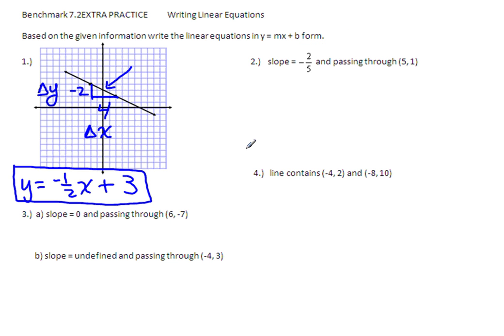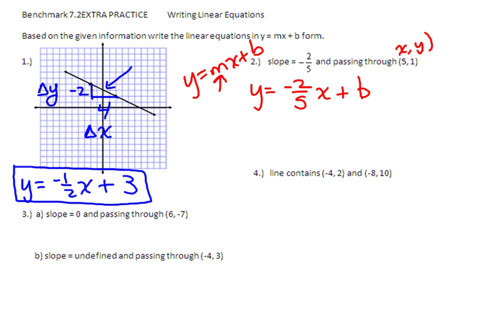I have a slope of negative 2/5. It passes through the point (5, 1). So I'll start with y equals mx plus b and figure out what I know. I do know my slope, my m. So I can write y equals negative 2/5 x, and I like to put the negative on top, plus b. Now I don't know my b yet, but I do know it crosses through the point (5, 1). So x comma y, (5, 1), I can plug that into my x and my y in my equation and solve for b.